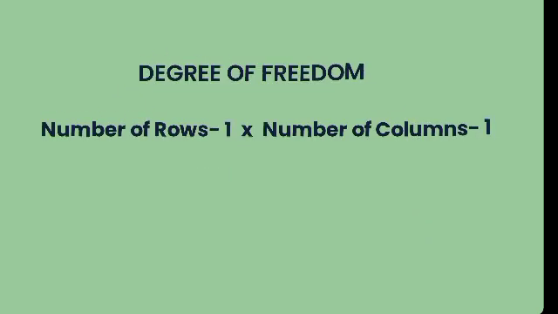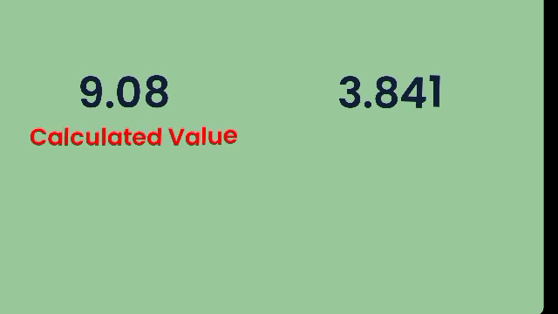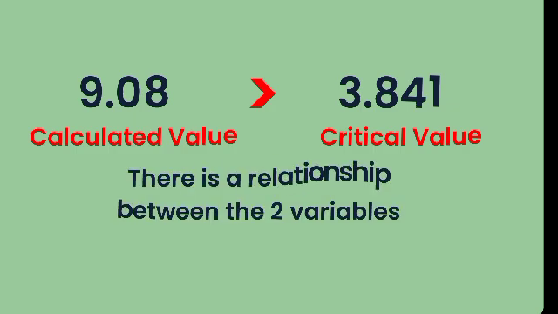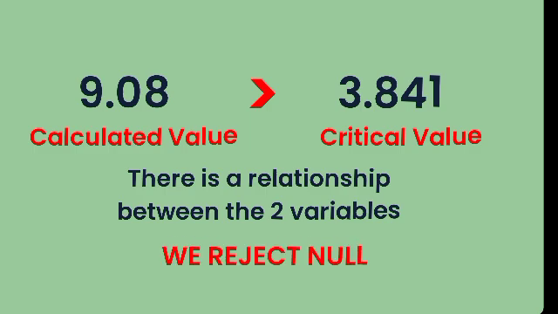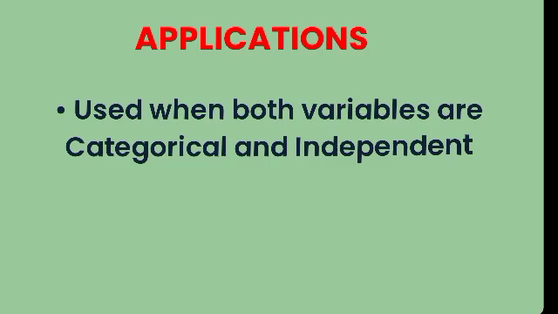In this case, degree of freedom is the number of rows minus 1 times the number of columns minus 1. And that gives us 1. So our degree of freedom is 1. So we check degree of freedom of 1 under 0.05. And that gives us 3.841. If we compare the two values, our calculated value is greater than the critical value. This shows that there is a relationship between the two variables. So we reject the null.